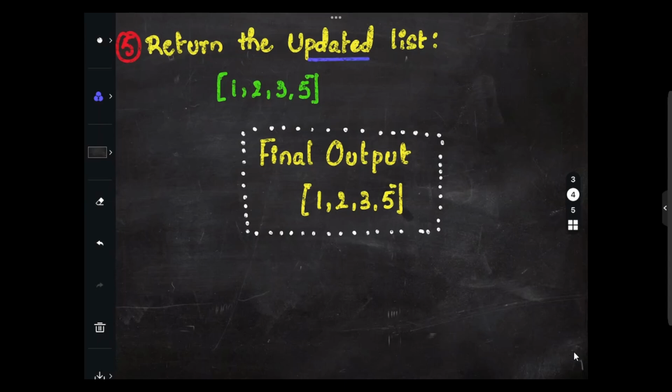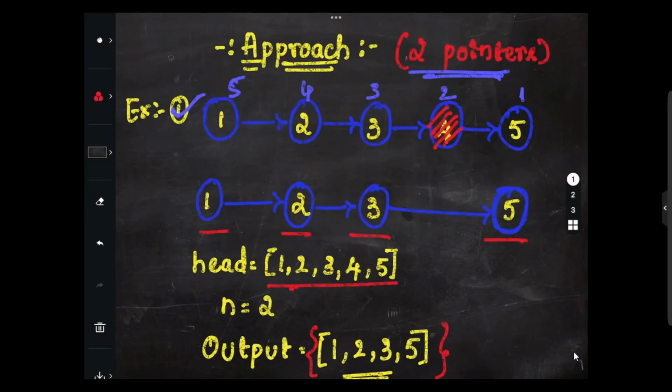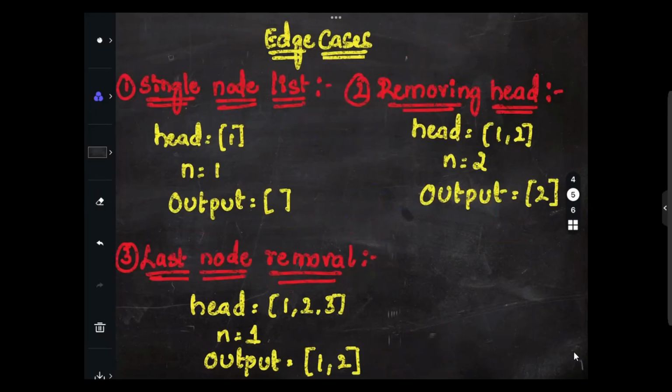Easy to understand, right? We will return the updated list. Updated list will be quite obviously 1 2 3 and 5. 4 is skipped, right? So this will be the final output. We got output as 1 2 3 5, which is equivalent to the output that they have given for the first example in the question. So the approach works absolutely correct in this case. Now we are completely familiar with the approach, so let's move on with the edge cases.